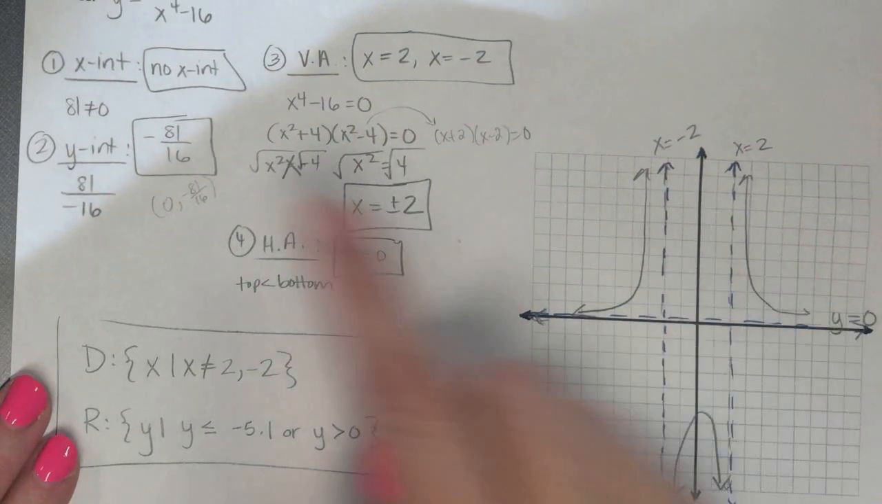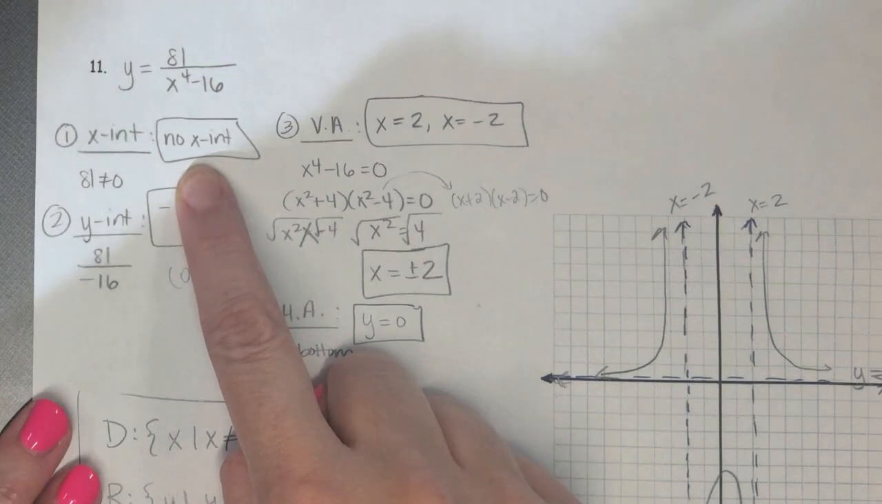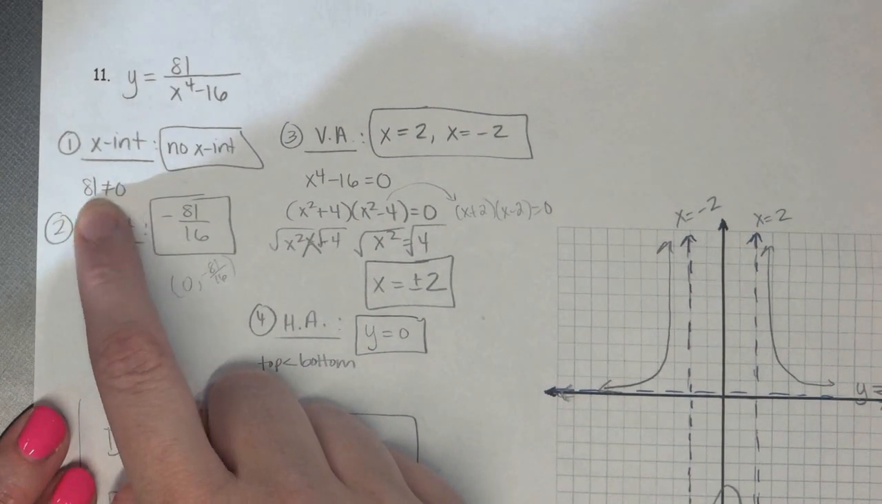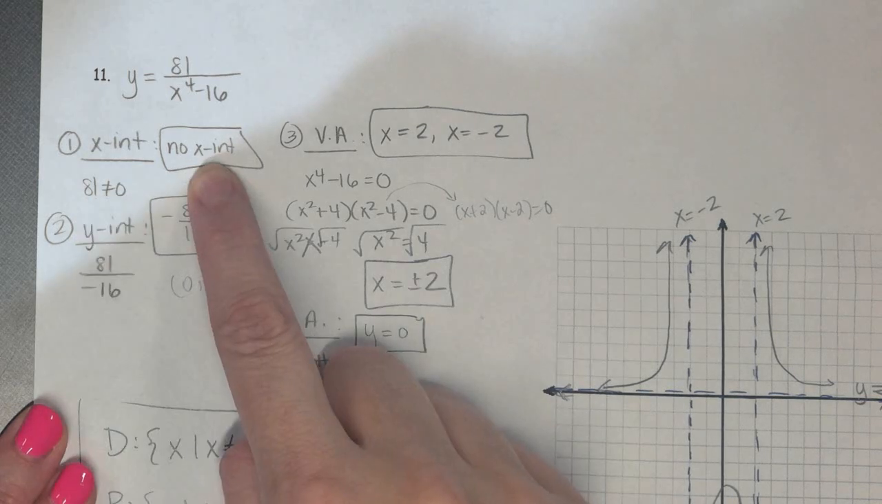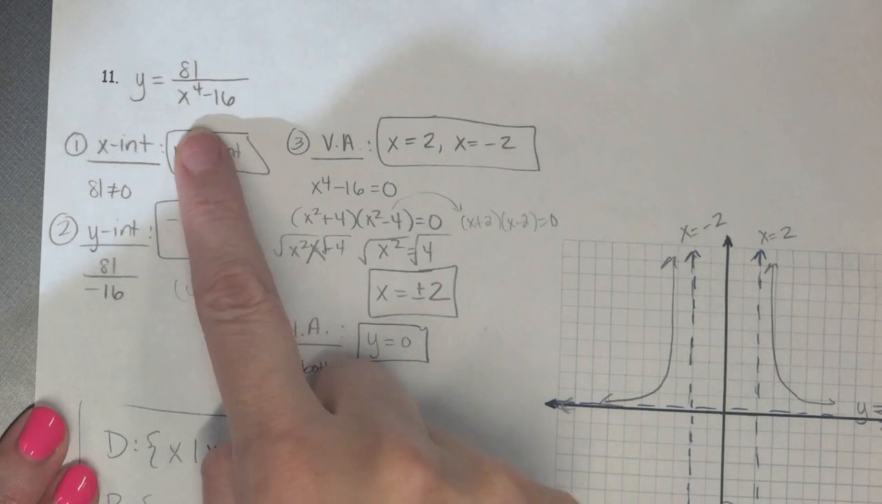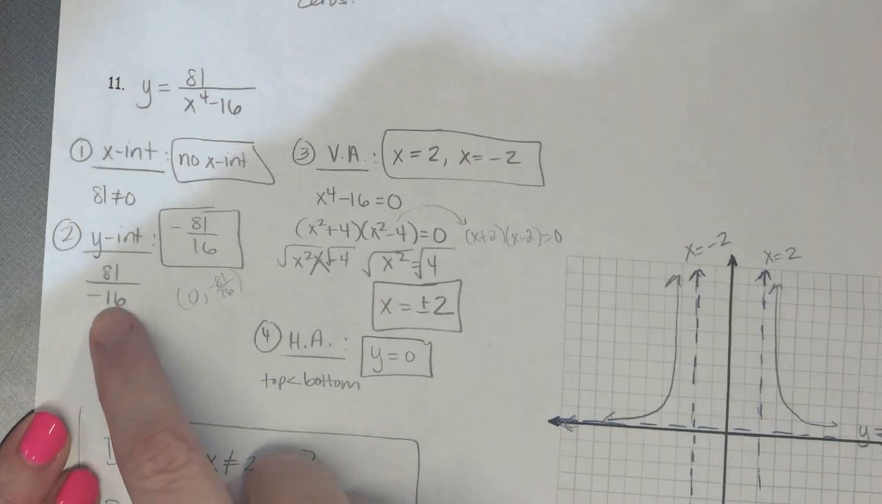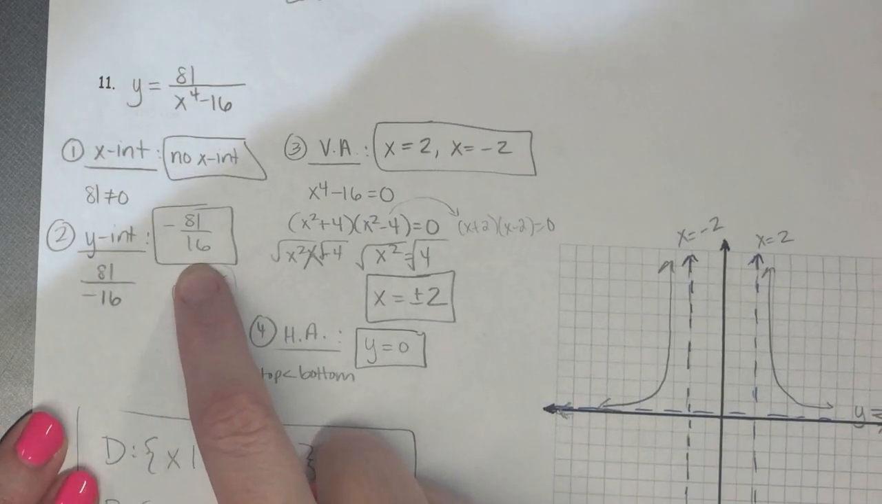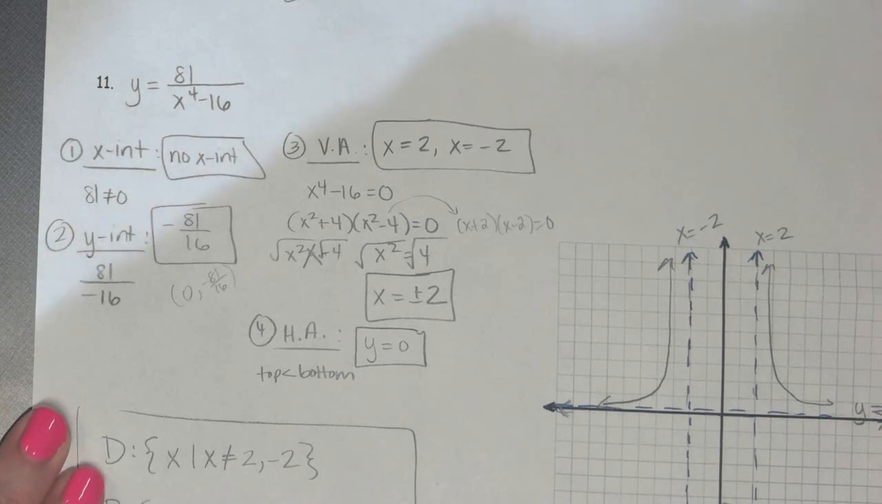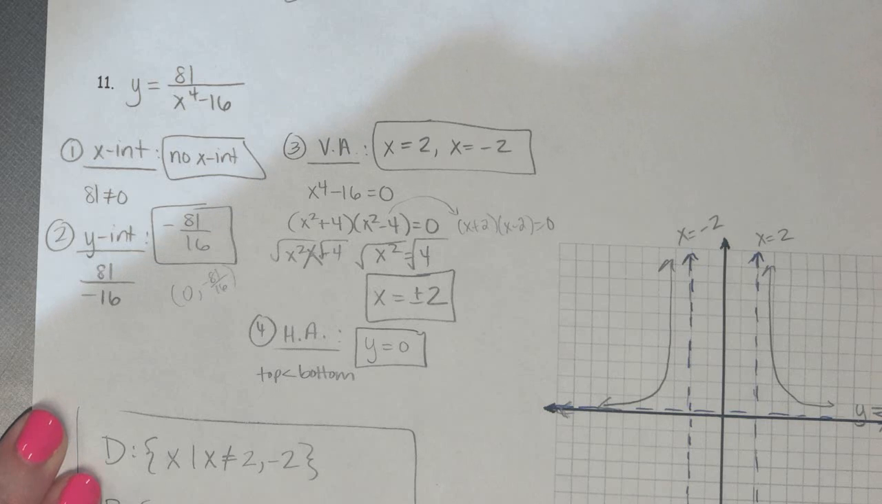Okay, and then for number 11, there's no x-intercept. It's not 81, it's not 0. If you set this equal, there's nothing to solve for, that's no x-intercept. The y-intercept here, you plug in 0, you get 81 over negative 16. That's what it is. 0, negative 81 over 16. If you wrote it as a decimal, it's okay.